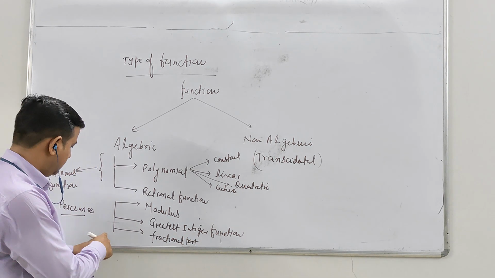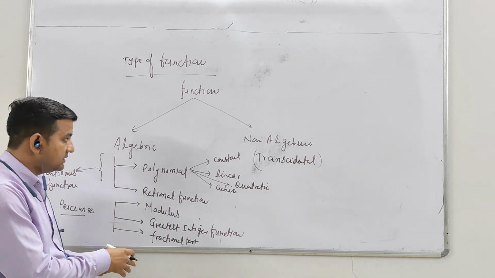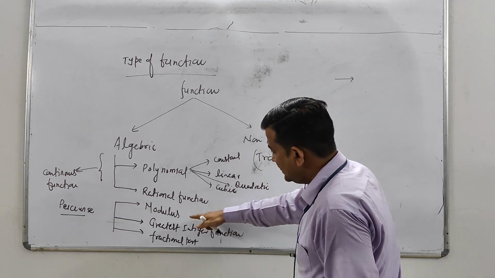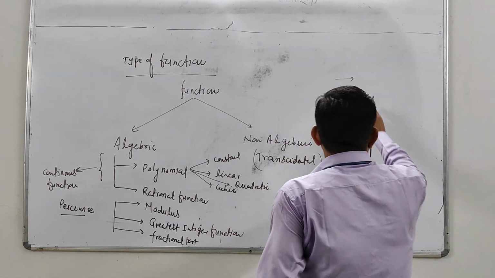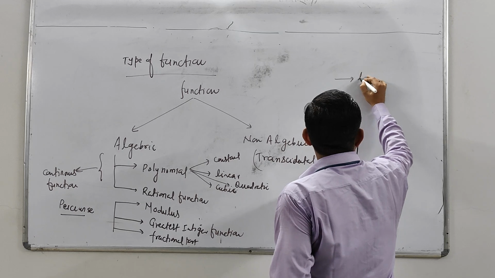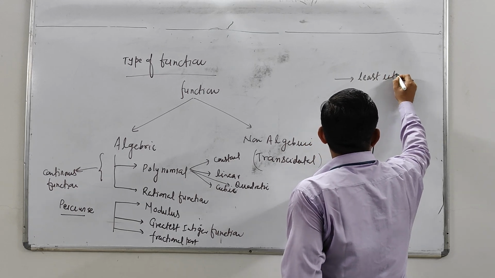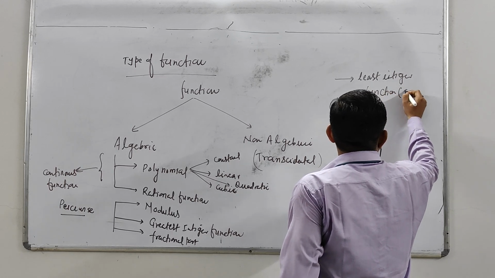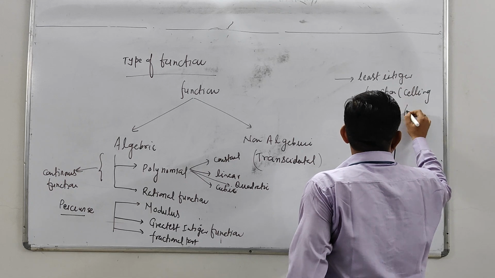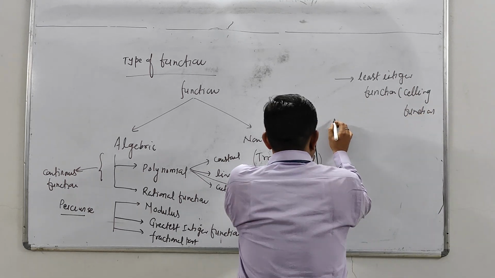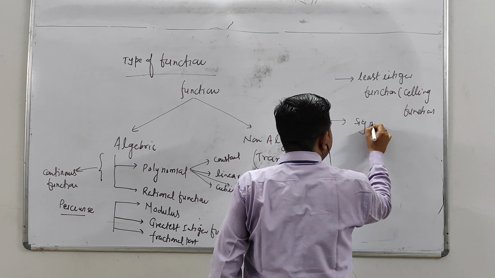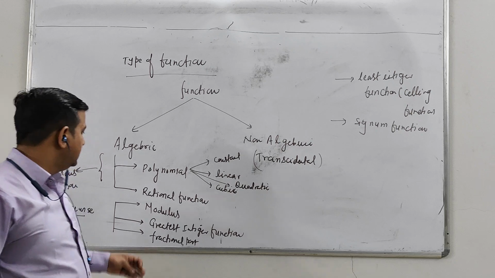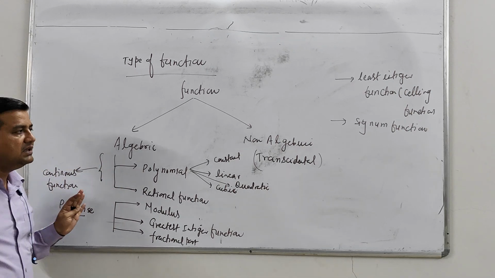Other types of the function I will write here. And the next functions are the greatest fractional function, and the least integer function, or it is also famous by the name Ceiling function. Next function is signum function. So these are known as the algebraic functions.